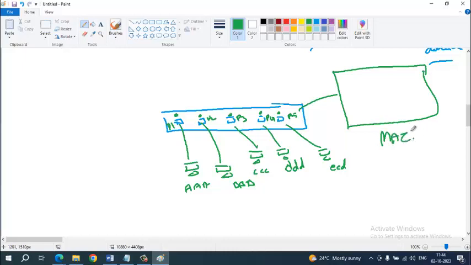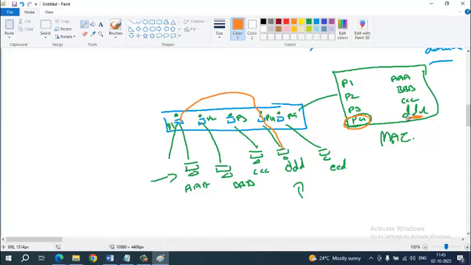This MAC table will say port 1 AAA is connected, port 2 BBB is connected, port 3 CCC is connected, port 4 DDD is connected, likewise port 5. Now, if A wants to talk to D, when the packet arrives, it knows where D is. D is on P4, isn't it? So it takes a dedicated path.